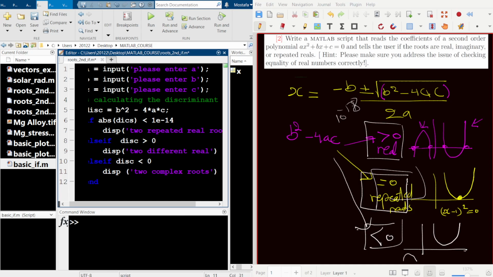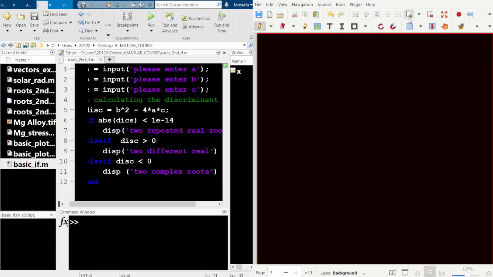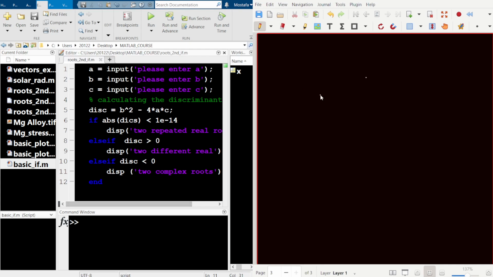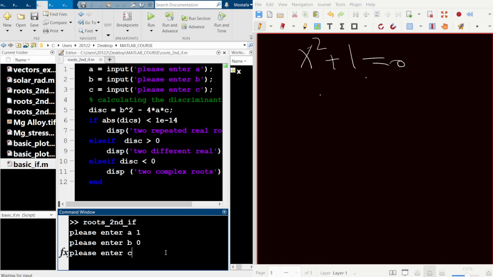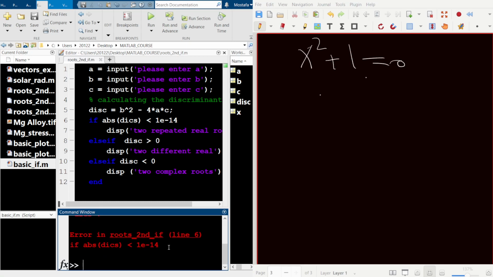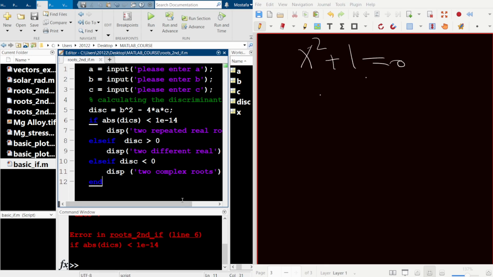No code is finished before we actually test it. So let's do a quick test here. Very simple tests. Let's come up with some simple examples here. Let's say x squared plus 1 equals 0. Obviously, we know here that the roots are complex. So let me run. a is 1, b is 0, the coefficient of x, and the coefficient of x power 0 is 1 here. And why is there an error here? Did we make a mistake somewhere?